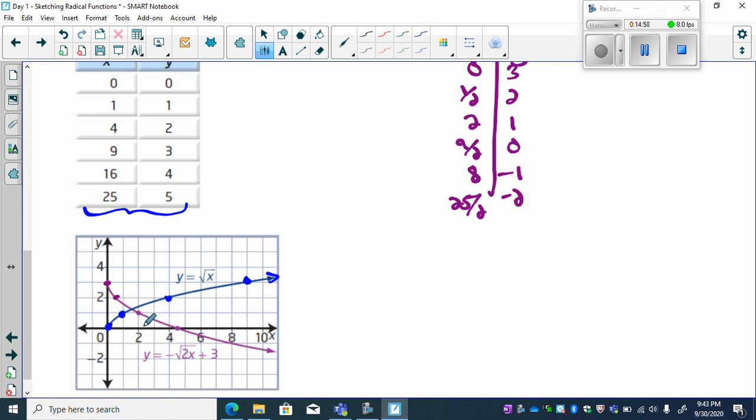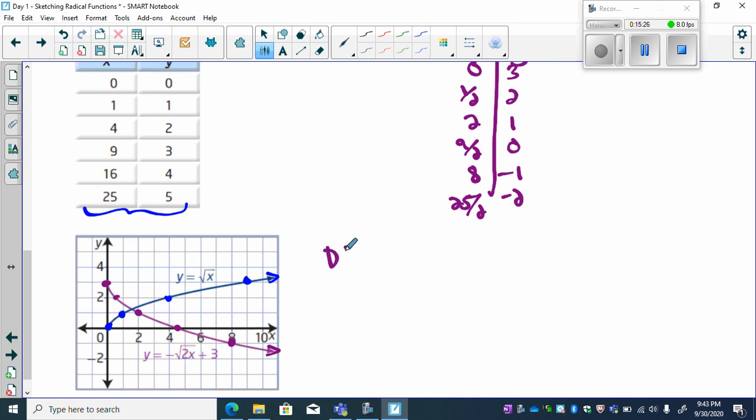There's 2 blocks to the right, up 1. There's 4.5 blocks, don't go up or down. There's 8 blocks, down 1. And 12.5 would be over here and you'd be down 2. But notice, end point here, arrow on this side. Okay? And you can see that the blue curve was reflected in the x-axis, so there was a vertical reflection.